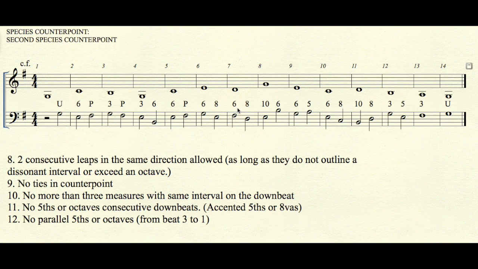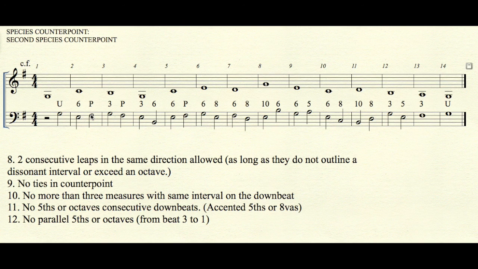You'll notice in measures 5, 6, and 7, there is a 6, 6, and 6. This is acceptable. No more than 3 in a row, no more than 3 sixths or 3 thirds. In terms of the weak beat, there is no rule governing that. So you can have as many sixths on the weak beats or as many thirds or as many passing tones as you want in a row on the weak beat.